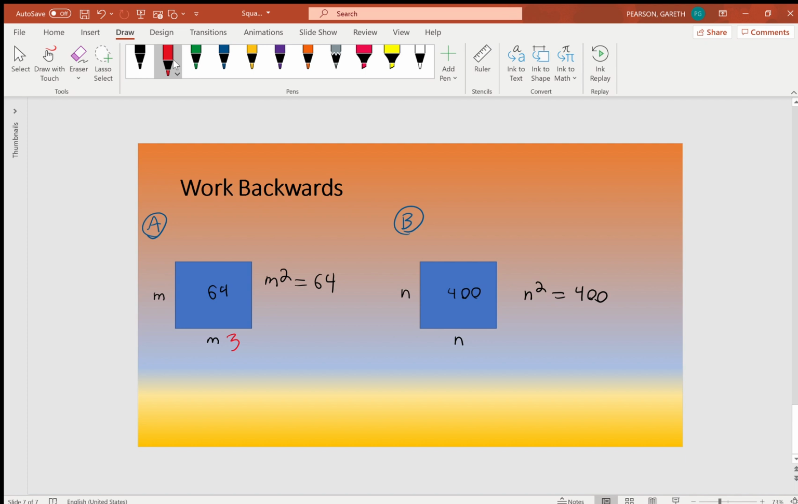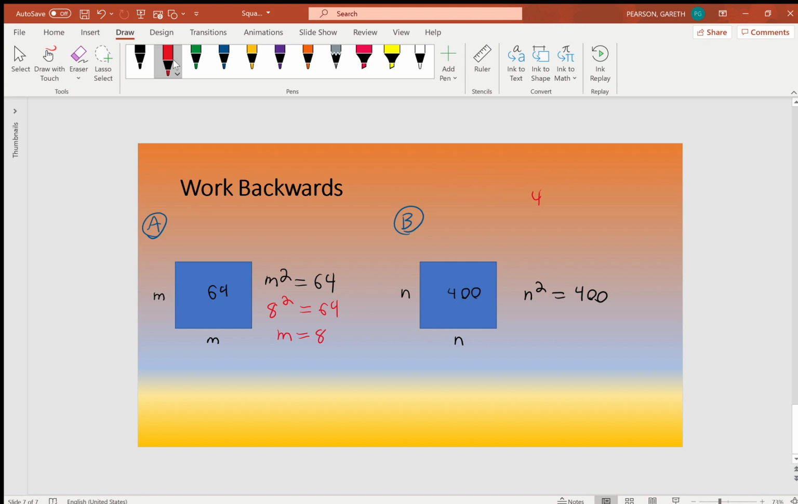That's way too low. Let's try something else. Since 3 was too small, let's try 6. 6 times 6? No, that's 36. Too small. 7 times 7. Okay, this might be bigger. 7 times 7 is 49. Still too small. Okay, let's try another one. 8 times 8. Yes, 8 times 8 is 64. So m squared, 8 squared equals 64. M is 8. One of the sides of this square is 8. That's your answer.